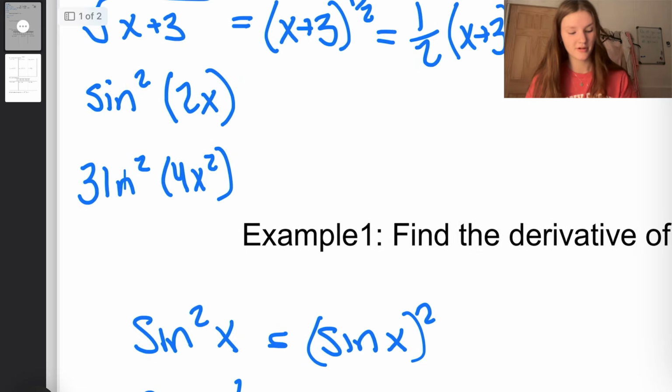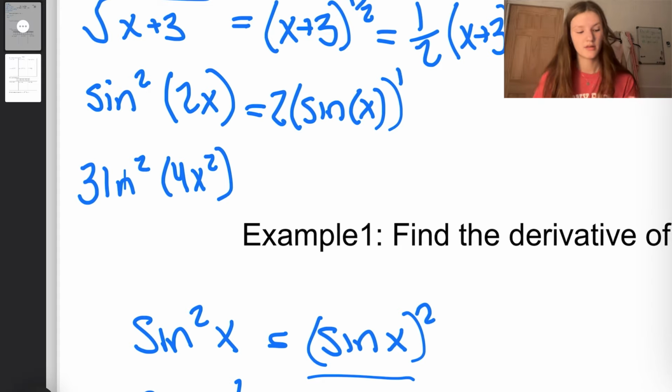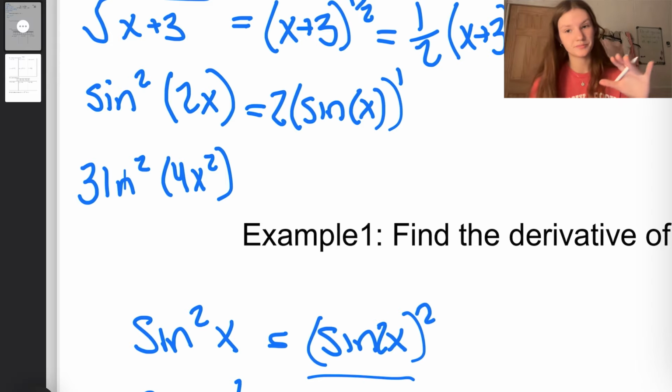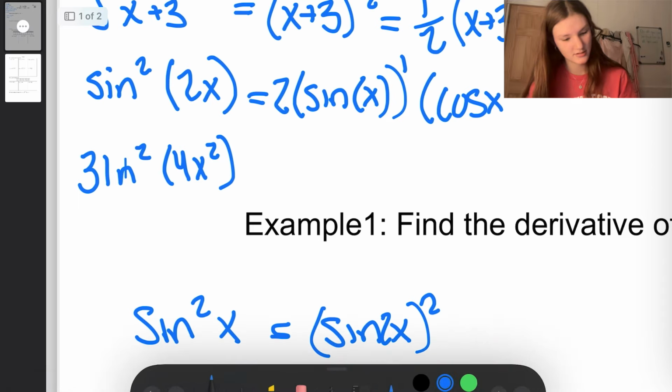So now if you rewrite it like this, you can clearly see what's the outside function. So then we're just doing the same exact thing as before. So 2 sine of x to the power of 1. And then the inside function is sine of x, right? Oh, this is 2x. Well, whatever, it doesn't really matter. So the inside function is sine of x, so times cosine of x.